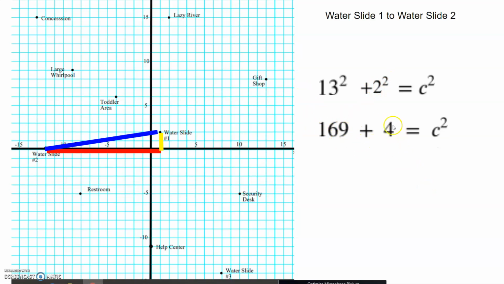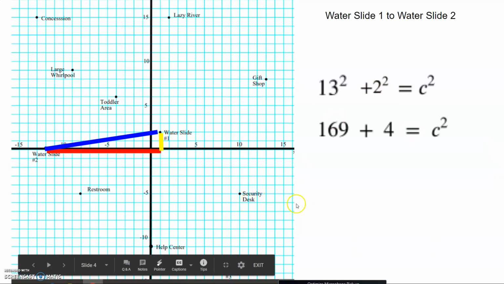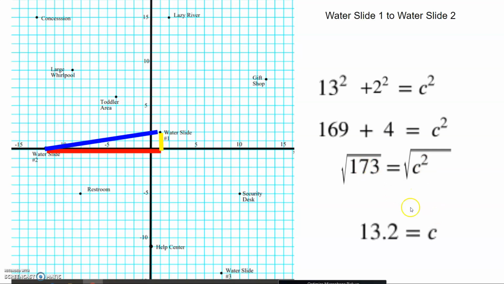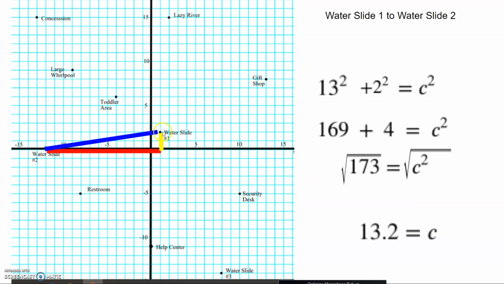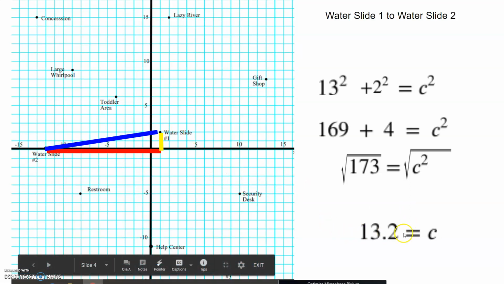I'm going to add these two together, and again, these essentially are just the differences, just like in our distance formula. So if you want to use your map to find the distance, that's totally fine. So we get 169 plus 4 is 173. We're going to square root both sides, and when I square root both sides, this square root cancels that squared. So I get c, and the square root of 173 is about 13.2. So the distance from water slide 2 to water slide 1 is 13.2.